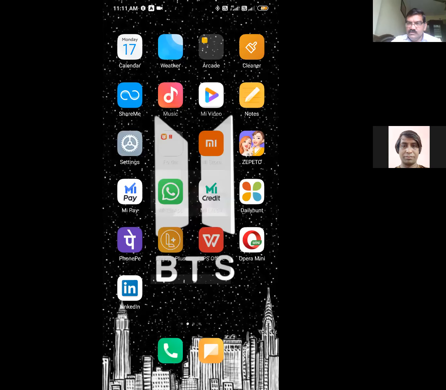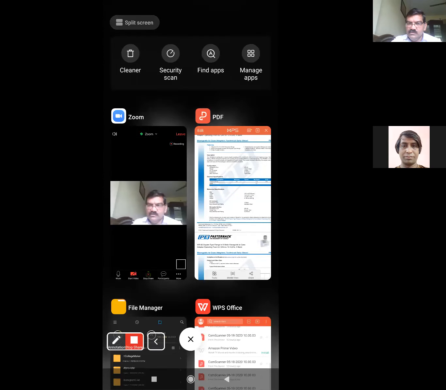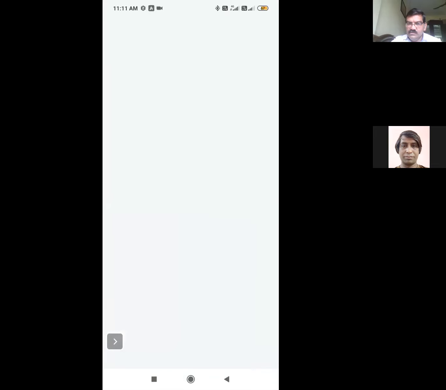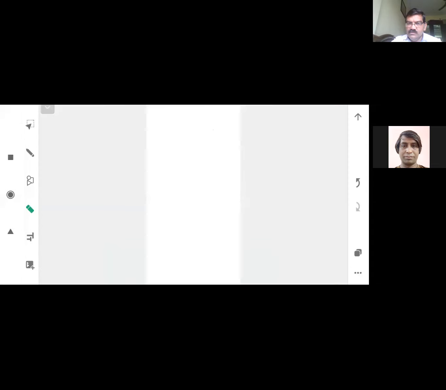Now I will start with the theoretical background of this waveguide, for which I will be using this app. It's a whiteboard.